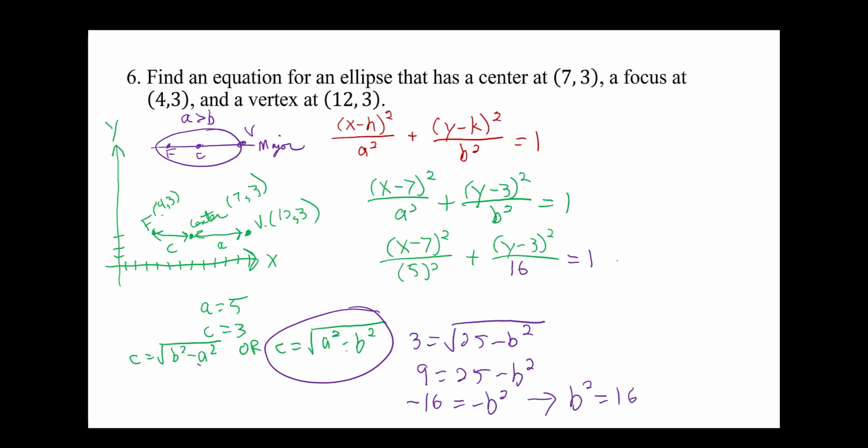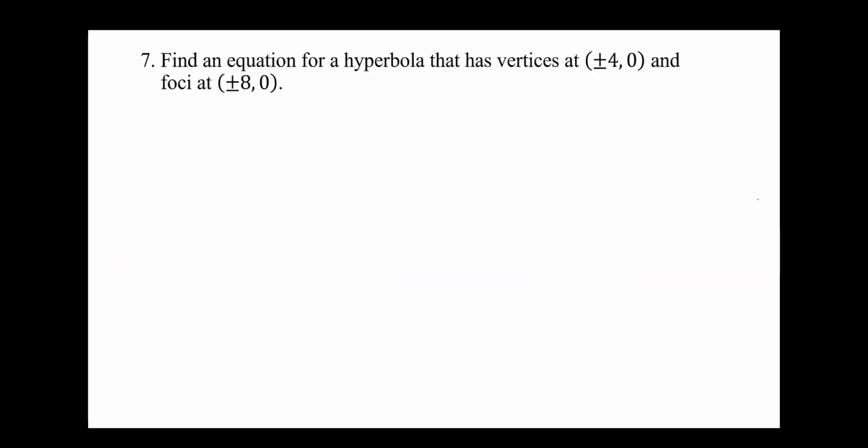And we end up with a final formula, (x minus 7) squared over 25 plus (y minus 3) squared over 16 equals 1. And we have it. So that's our equation for an ellipse.